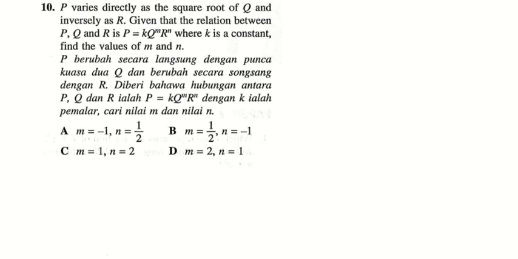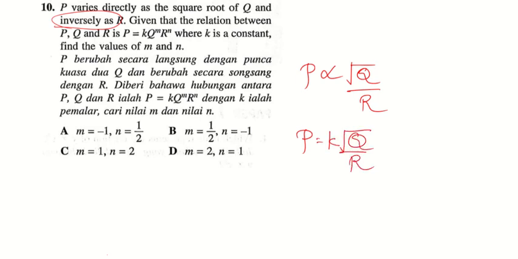Okay, number 10, P varies directly as the square root of Q, and inversely, means at the bottom, inversely as R, like this. So we write P equals k square root of Q over R. Look at here, they want to put it in this form, so I will write k Q power of half, and then R power of 1, move it up, become R power of -1. So m is half, n is -1. B is the answer.